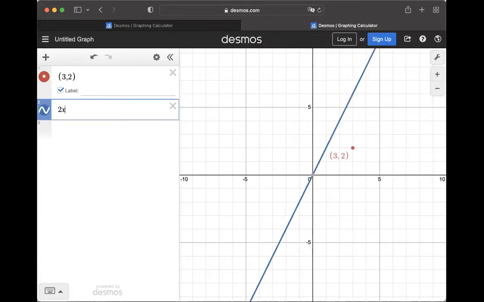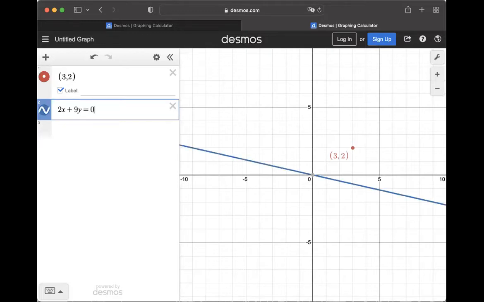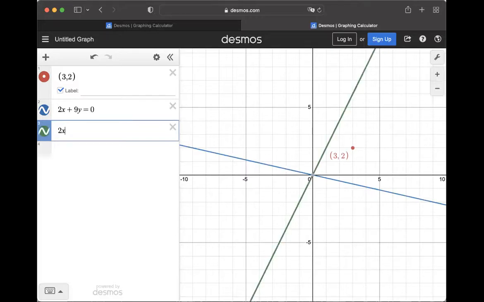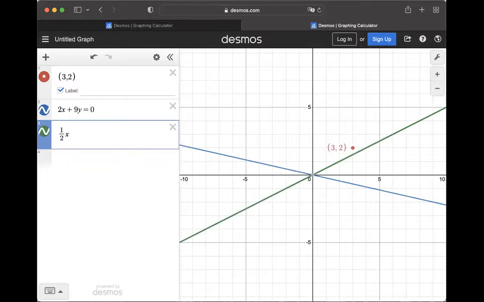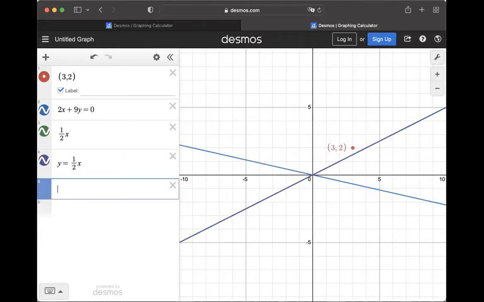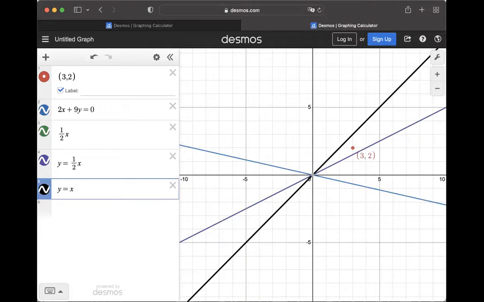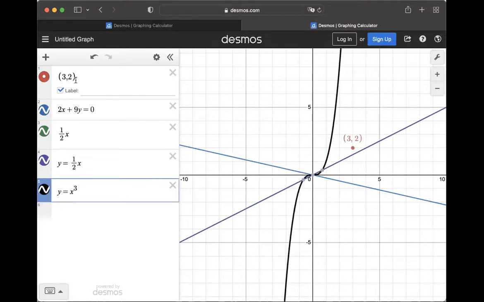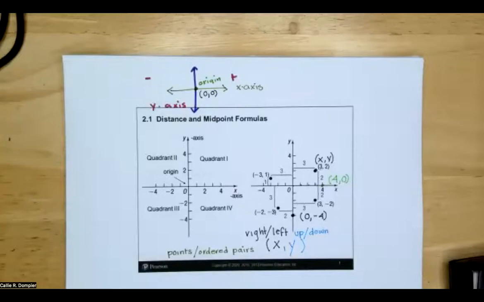2x plus 9y equals 0. Or I can say 2x, or sorry, that's the same as the other one. I could say y equals 1/2 x, which is the same line. Or I could say y equals x cubed, okay? Put anything you want into Desmos. That's all.